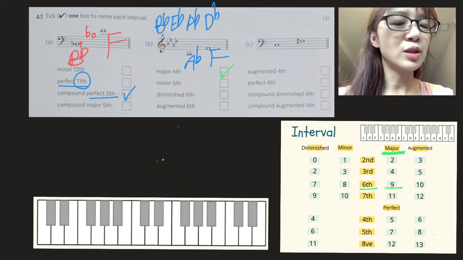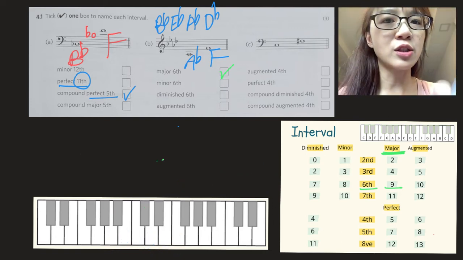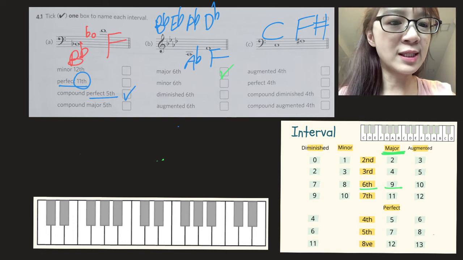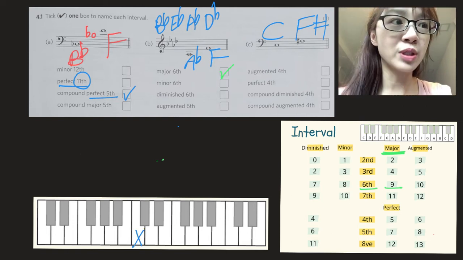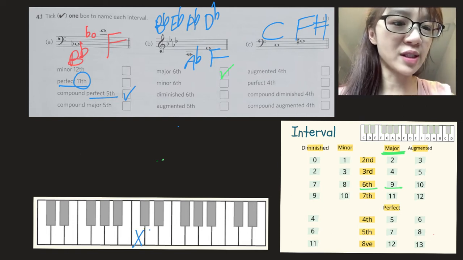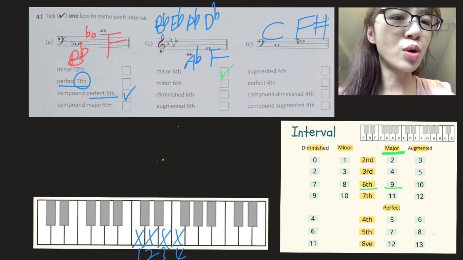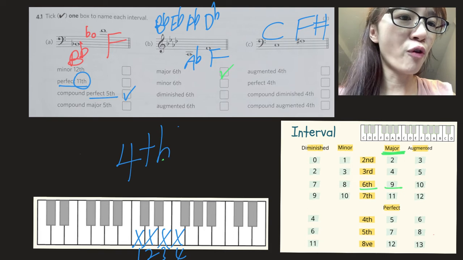C to F sharp. Okay, so go back to the first step. Letter name C to F sharp. So C is here. Letter name C to F first: C, D, E, F. 1, 2, 3, 4. So we know they are an interval of 4.